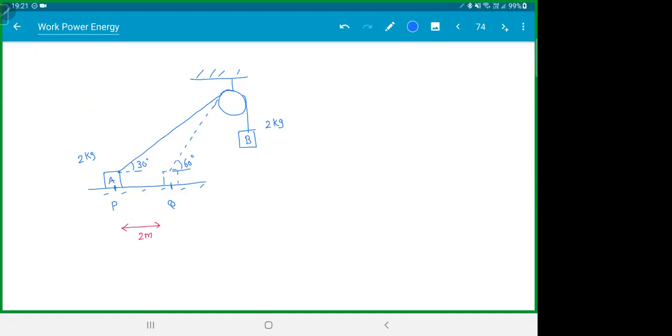First thing, if you mark this point here, let's call this point S. So if you take this triangle P, Q, S, this angle is 30 degrees. This is 60, so this is 120, this is 30, this is 120. If you drop a perpendicular, this will be 60 and this will be 60. This is 2 meter. This is also 2 meter. This will be 2 sine 60.